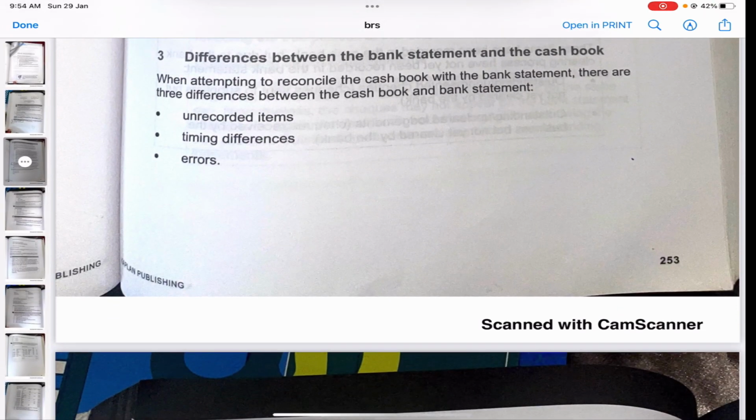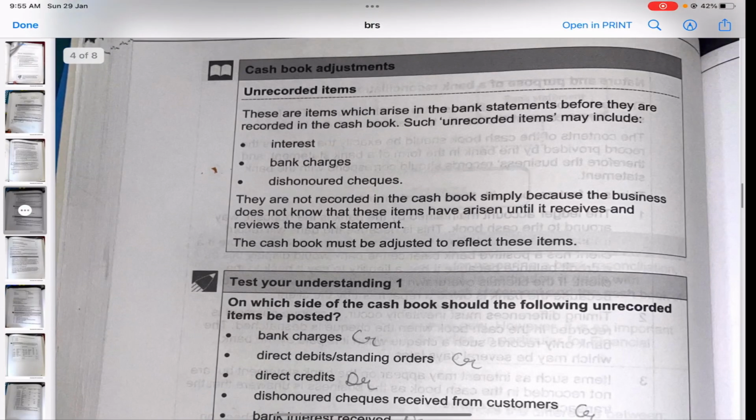Now, we are going to discuss the differences between the bank and the cash book. We have already discussed all this, but we are just revising it from the textbook so that you are aware that we've done it all. When attempting to reconcile the cash book with the bank statement, there are three differences: unrecorded items, timing differences, and errors. So these errors are basically categorized into three categories.